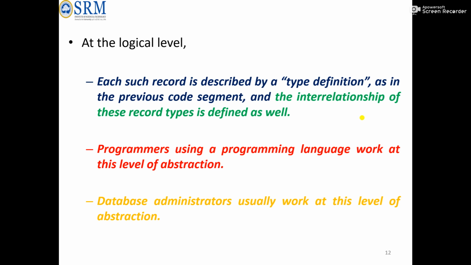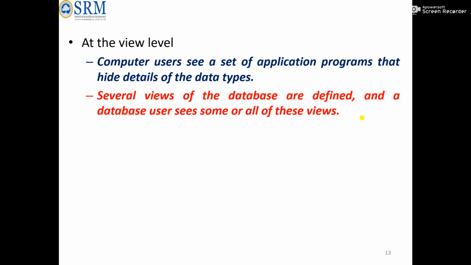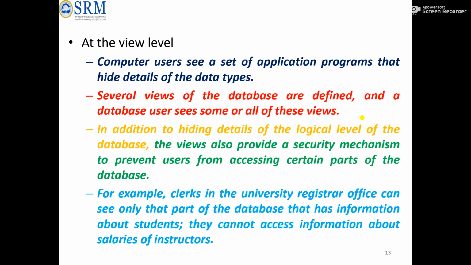So the database administrators usually work at this level of abstraction. Right? Okay. Next is the view level. The view level is seen by the computer as a set of application programs that hide the details of the data type, because I don't want to know the data types and other things. These are the things related to the view level. For example, a clerk in the university registrar office is authorized to access only a particular part of the database.